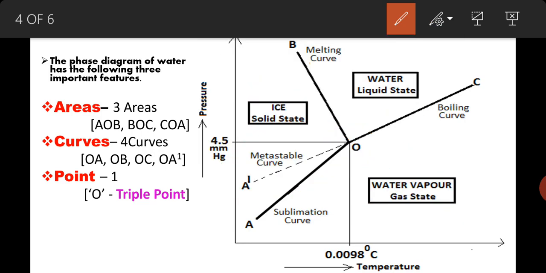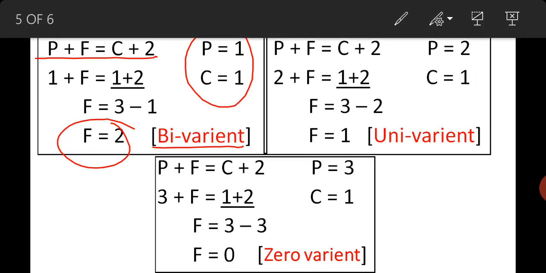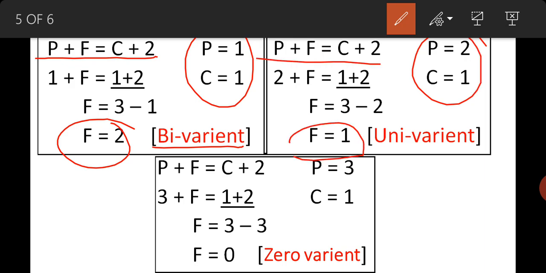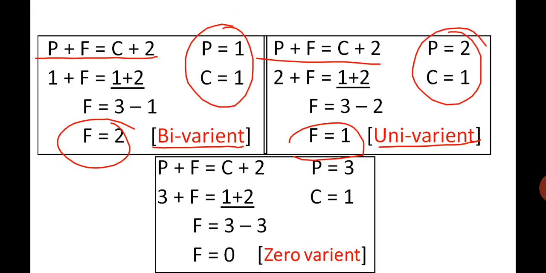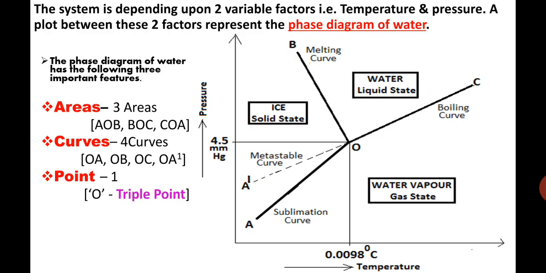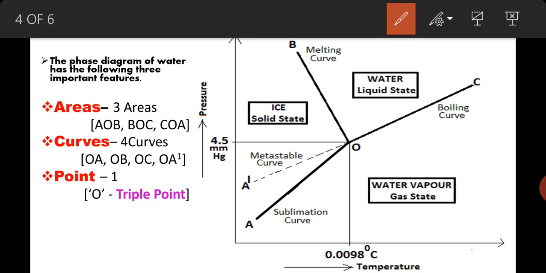In these curves, the phase value is 2 and the C value is 1. Substituting these two in the phase rule, we get F value equal to 1. It is called univariant. If the F value equals 1, it means each curve depends upon only one variable, either temperature or pressure.